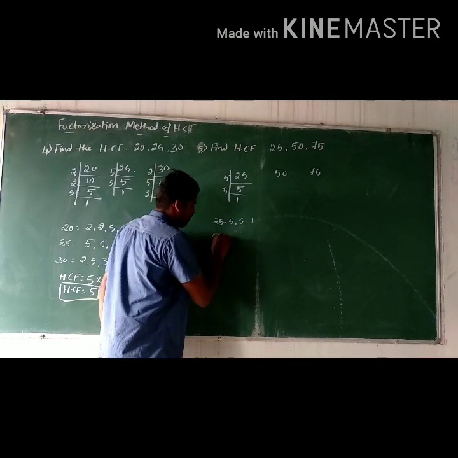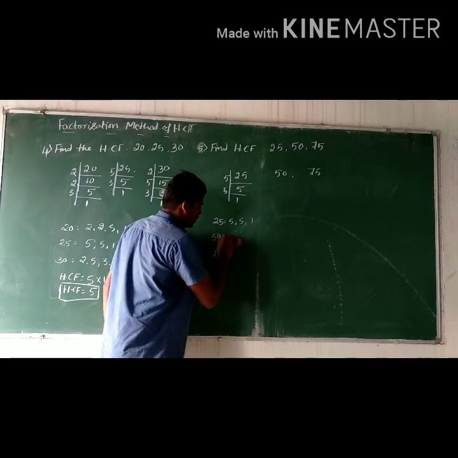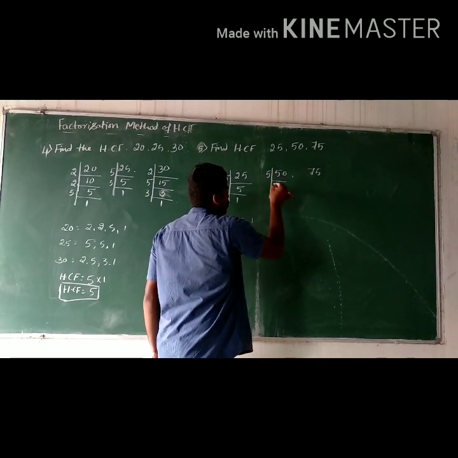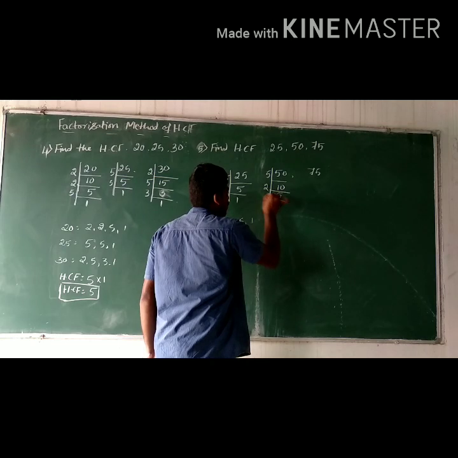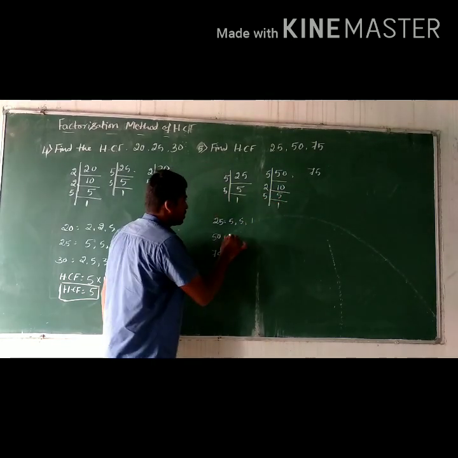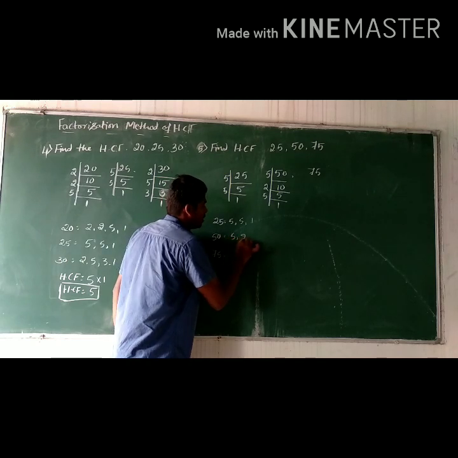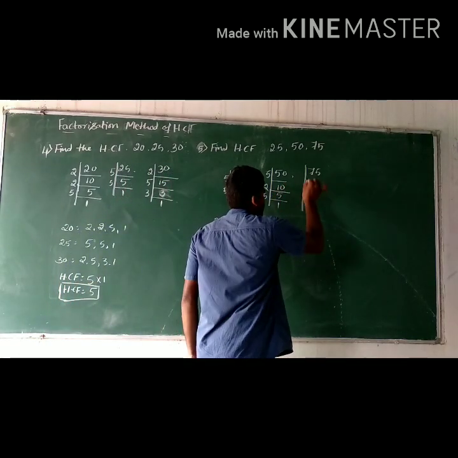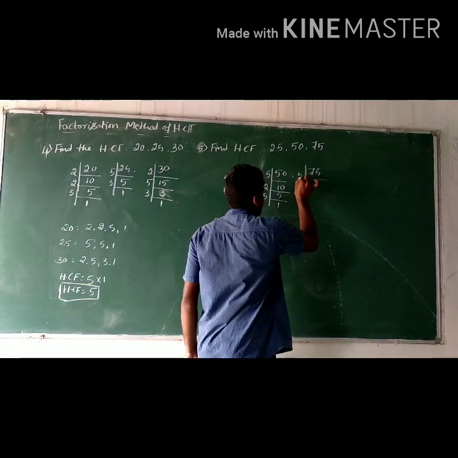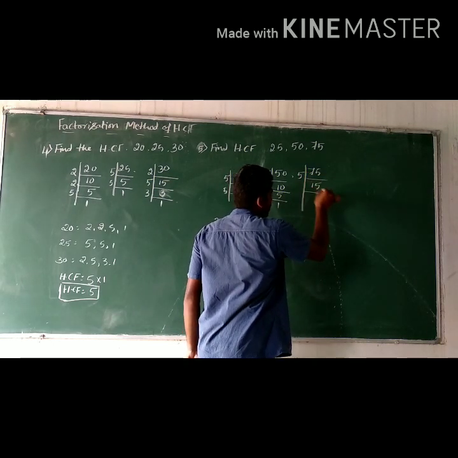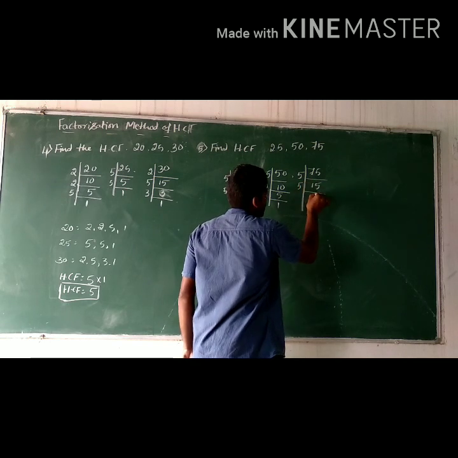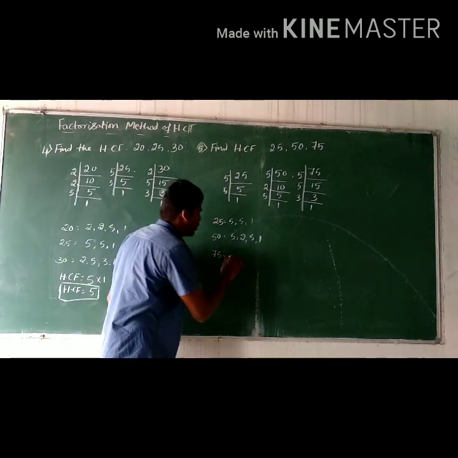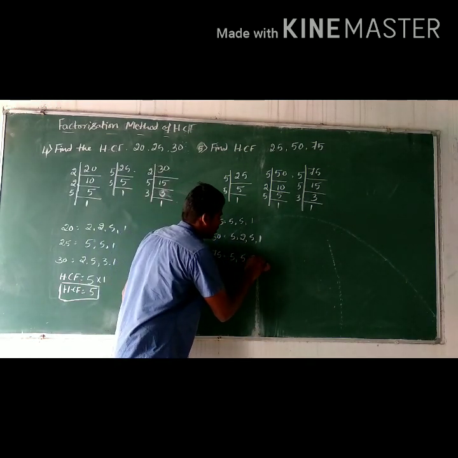Next, in the same manner, 50. I take 5 directly, 5 tens are 50. Then take 2, get 5, then 5, get 1. The numbers taken for 50 are 5, 2, 5 and 1. Now 75: I directly divide by 5. 5 fifteens are 75, then 5 threes are 15, then 3 ones are 3. The numbers are 5, 5, 3 and 1.